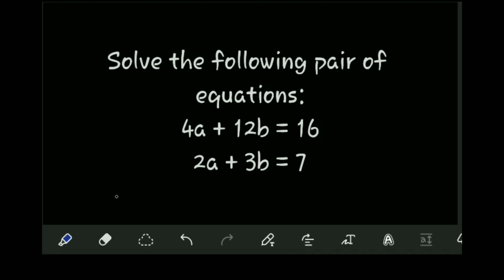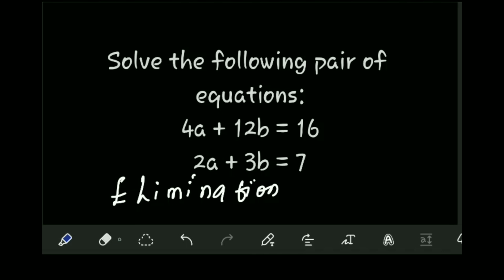The elimination method basically focuses on eliminating one of the variables. There are two variables in this equation: we have A and we have B. So the elimination method means that you eliminate one of the variables and solve for the other variable. Just imagine you eliminate A and then you have your equation in terms of B. Then you'll be able to solve for B.